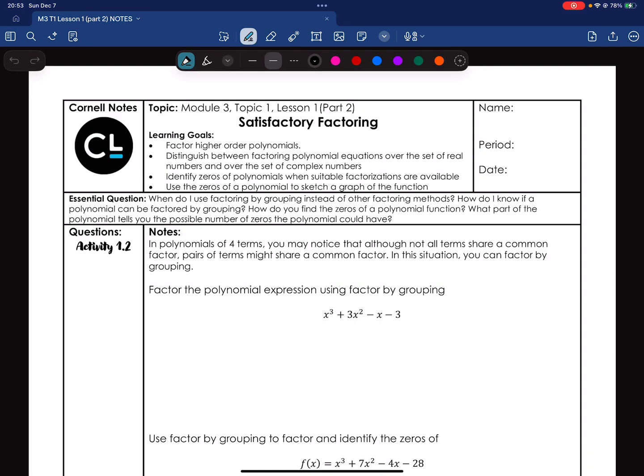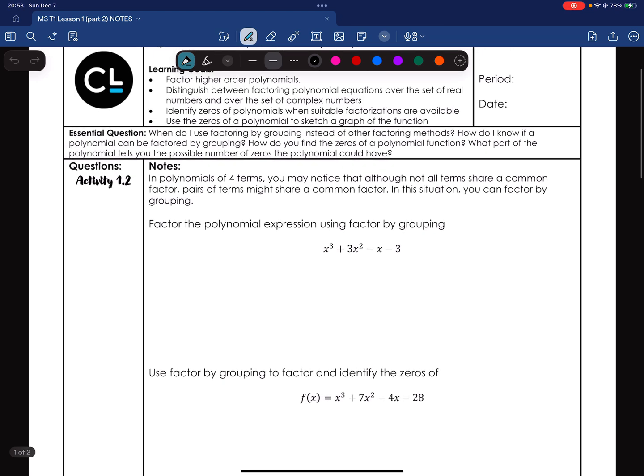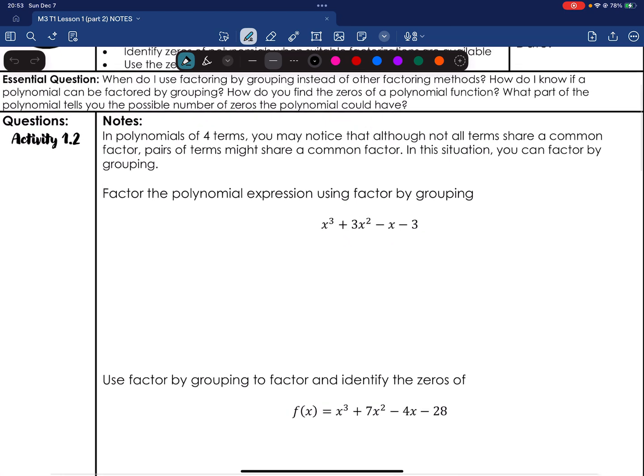In this video, we're going to go over Module 3, Topic 1, Lesson 1, Part 2. So we're doing more factoring. We're going to learn some new factoring techniques.